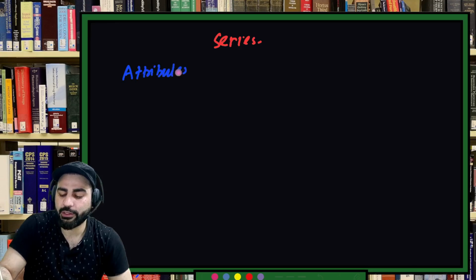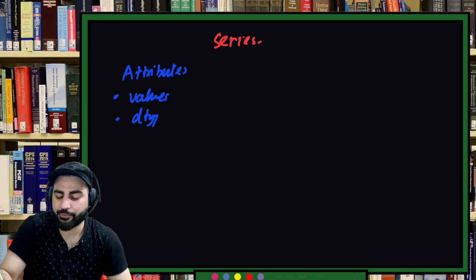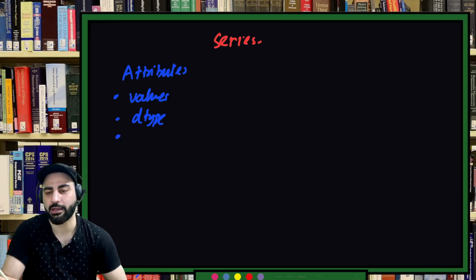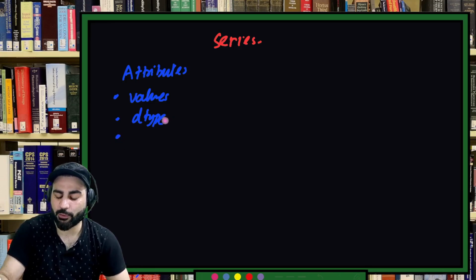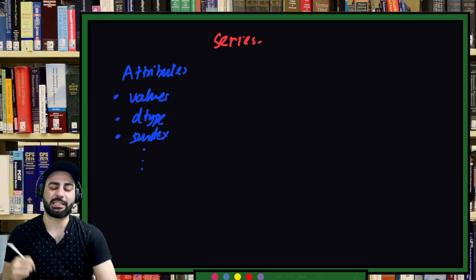In these attributes, we saw if you just want values, so values is an attribute. We can have an attribute called dtype. We again saw some attributes. What did we see? We saw maybe index. Index is also an attribute. And there are a lot more attributes that you can see in the documentation.